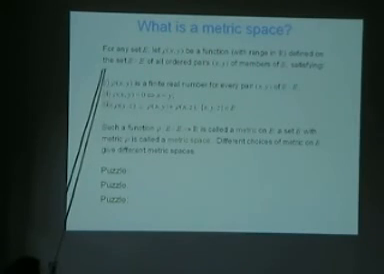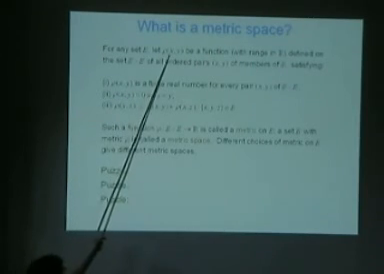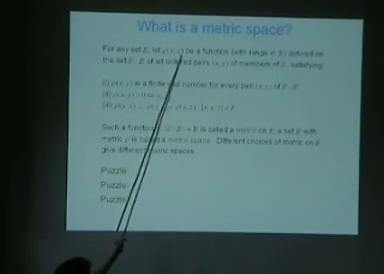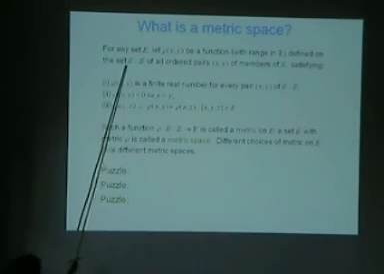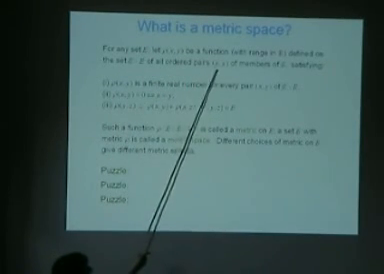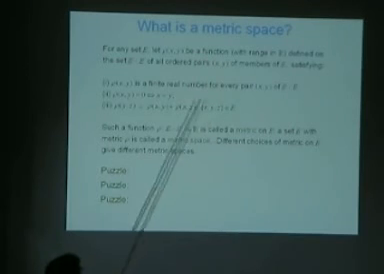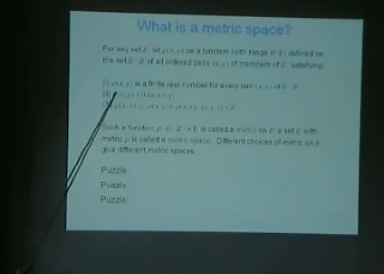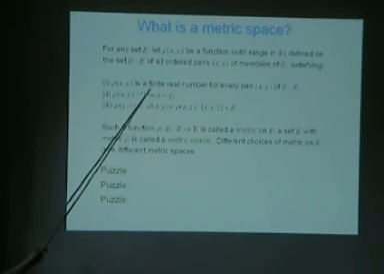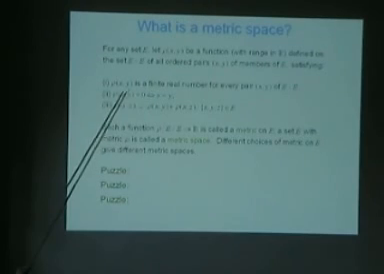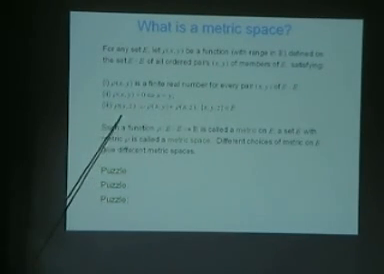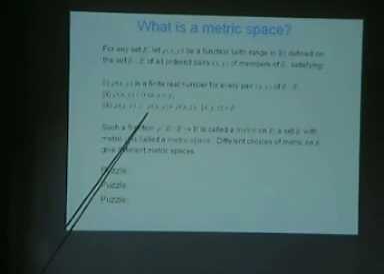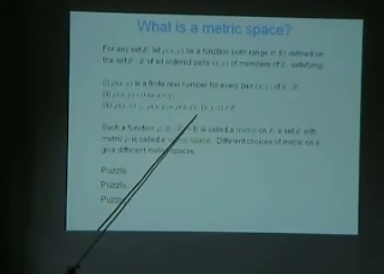Okay, metric space. For any set, some function rho defined on the set of ordered pairs of elements, with range in the reals, that satisfies these three conditions. Rho of x,y is a finite real number for every pair, that makes sense. It's equal to 0 if and only if the points are the same point. And rho of x,y is less than or equal to rho of x,z plus rho of z,y, for x, y, z in this setting.